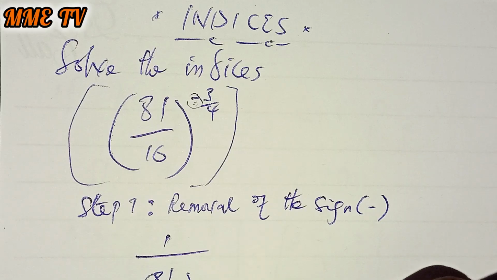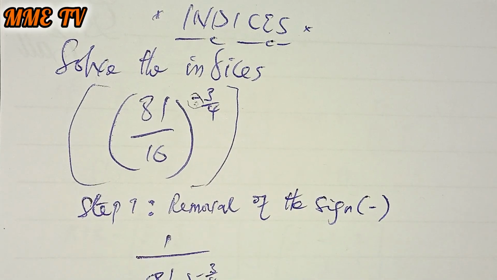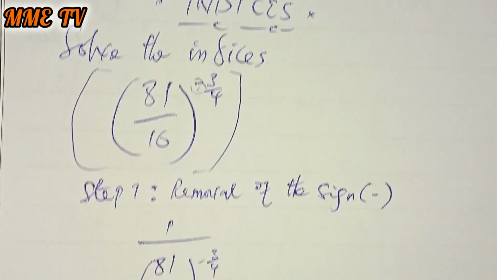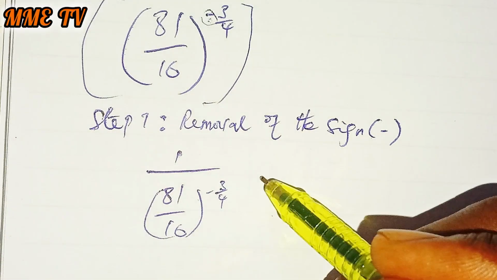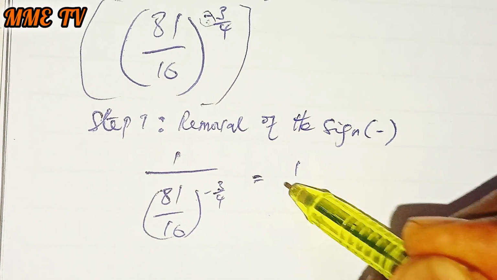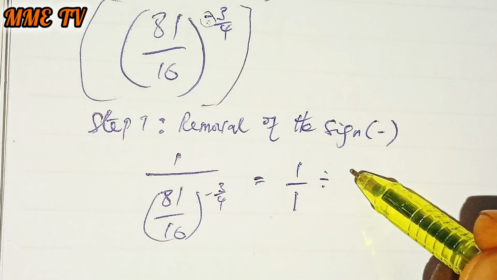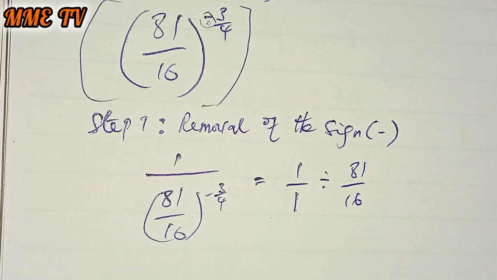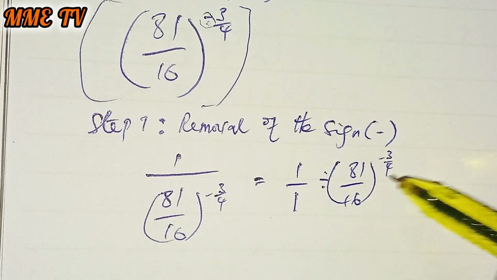in parentheses, raised to the power of 3 over 4. Now whenever you have something just like this, this is equivalent to saying 1 over 1 divided by 81 over 16. I hope this is very clear. Notwithstanding, we remember that this still has the power, right?